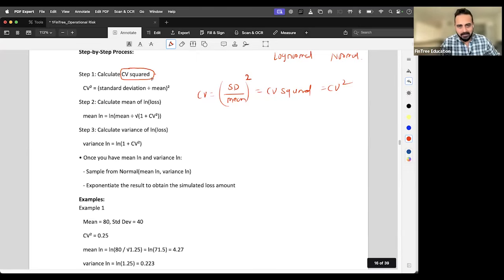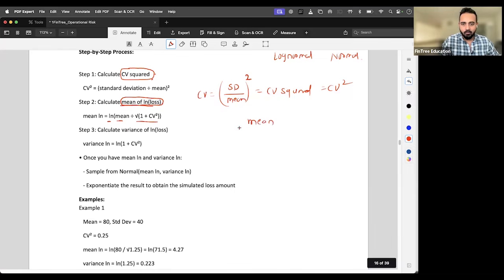Now, once that is done, CV squared, how would you calculate the mean of the log normal loss? So the mean of the log normal loss would be the natural log value of mean divided by the square root of 1 plus CV squared. Okay, so what do I need to do?